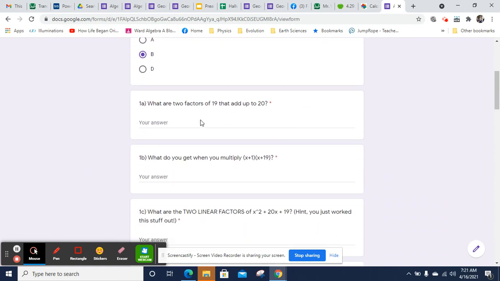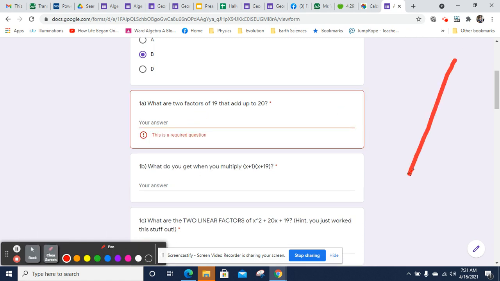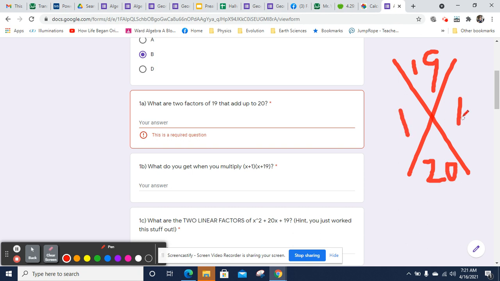And what are two factors of 19 that add up to 20? Well, let's get our nice little handy-dandy x. We want two factors of 19, then we want them to add up to 20. Well, 1 and 19 will do the job.